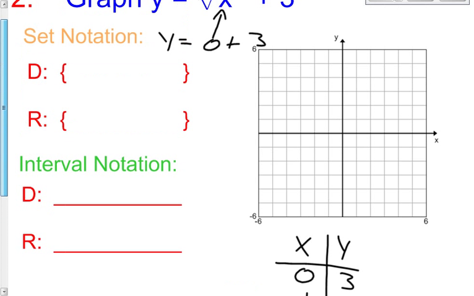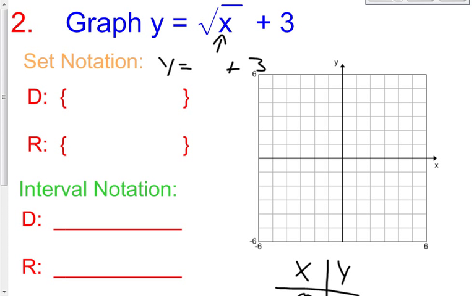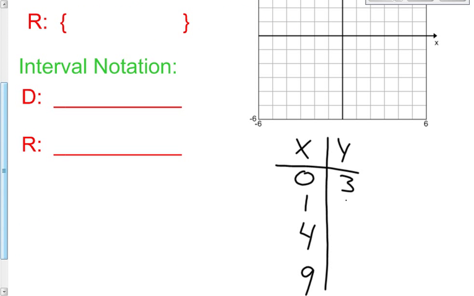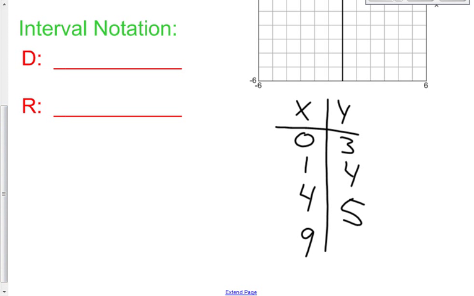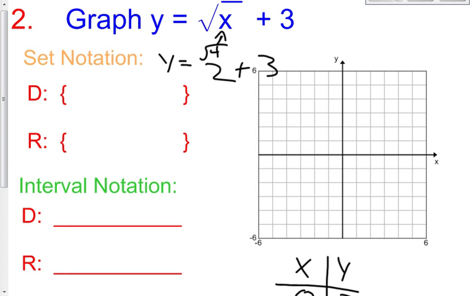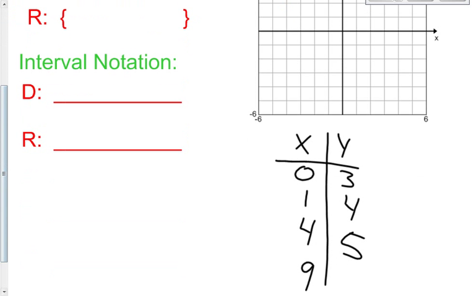Let's do this for the other 3 points. If we put in 1 for x, now it's the square root of 1, which is 1, and 1 plus 3 is 4. Let's do it 2 more times for 4 and for 9. The square root of 4 is 2, and 2 plus 3 is 5. And last one, we got our 9er. The square root of 9 is 3, and 3 plus 3 is 6.